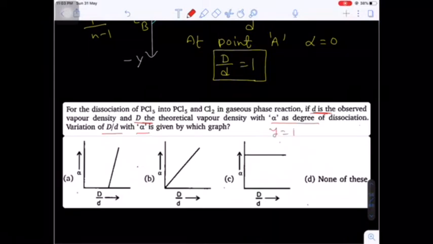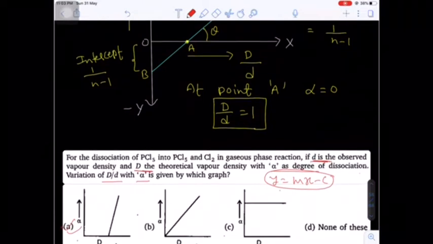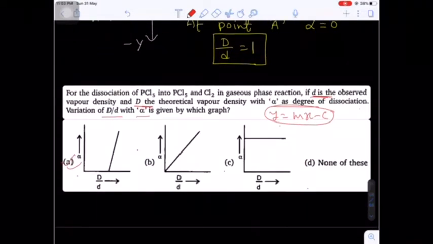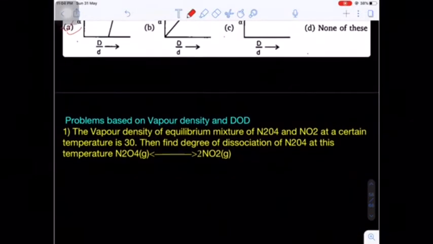The straight line should be y is equal to what? y equals mx minus c. So which of the 4 options is y equals mx minus c? The first option, because this is the graph given above, this is the first graph. Are you getting my point? So this is the relation between vapor density versus degree of dissociation.